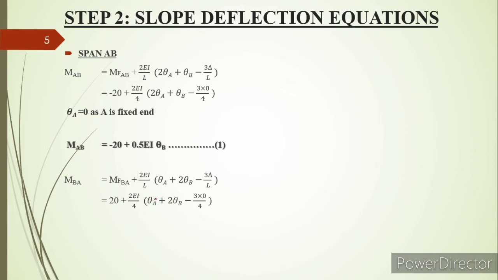Here also there is the value of theta A. Substitute theta A is equal to 0. Then we get MBA is equal to 20 plus EI theta B. These are the two slope deflection equations.